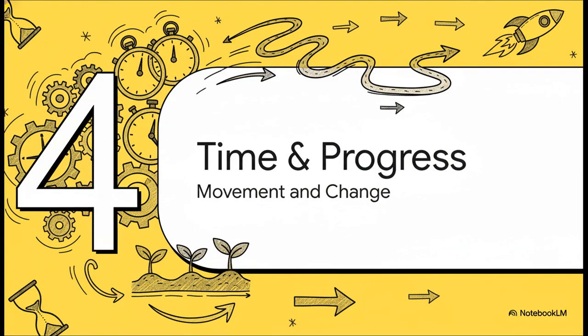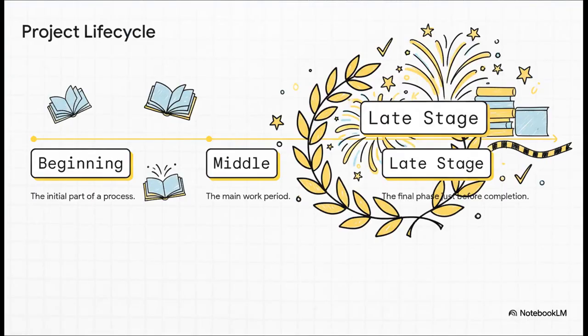Here, we're focusing on words that help us talk about time, speed, and how things move forward from one stage to the next. Think about any project. It has a beginning, a middle, and an end, right? Well, that very end part, right before it's all finished, we call that the late stage, or the final phase. For example, a video game company might be in the final phase of testing before release.